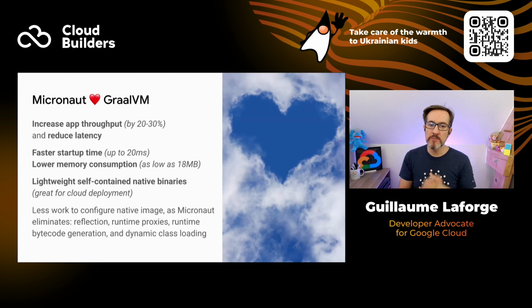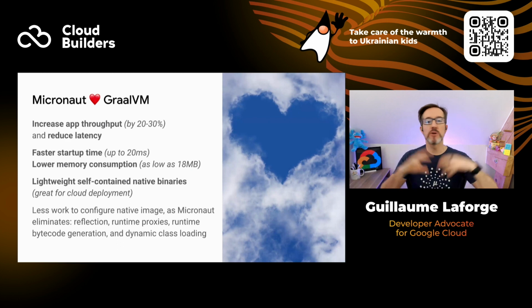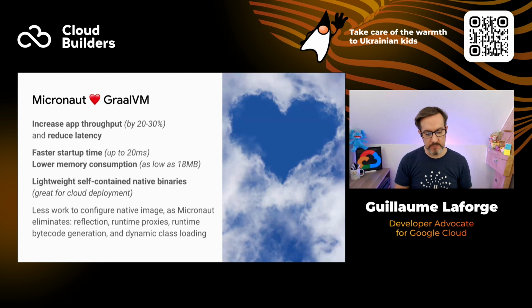Also, little memory consumption, as low as 18 megabytes. And also the fact that you can create native images, one small binary file, and it's easy to just either containerize that or deploy somewhere. So this integration, GraalVM improved a lot over the past few versions, over this past year, to make things easier to create native images.